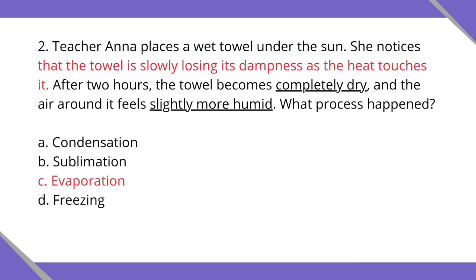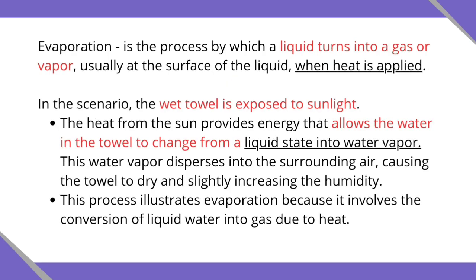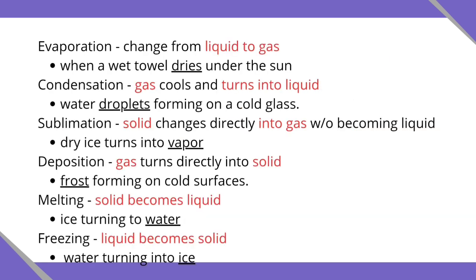The correct answer is letter C. Evaporation is the process by which a liquid turns into a gas or vapor, usually at the surface of the liquid, when heat is applied. In the scenario, the wet towel is exposed to sunlight. The heat from the sun provides energy that allows the water in the towel to change from a liquid state into water vapor. This water vapor disperses into the surrounding air, causing the towel to dry and slightly increasing the humidity. This process illustrates evaporation because it involves the conversion of liquid water into gas due to heat.